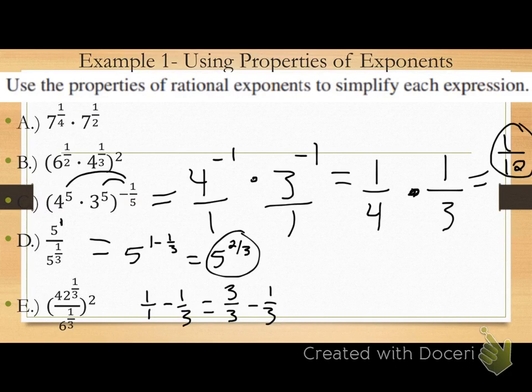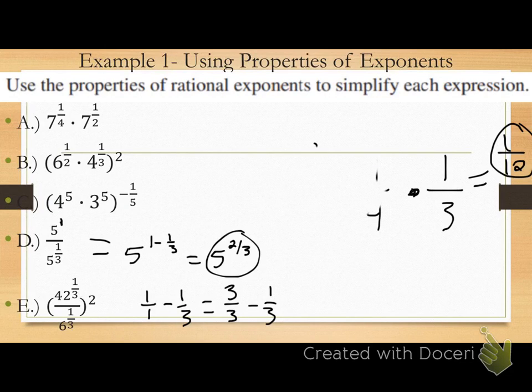Can I erase all this work for E? Huh? No. Can I erase C? Okay, no one answered, so I'm going to do it. You're good now?